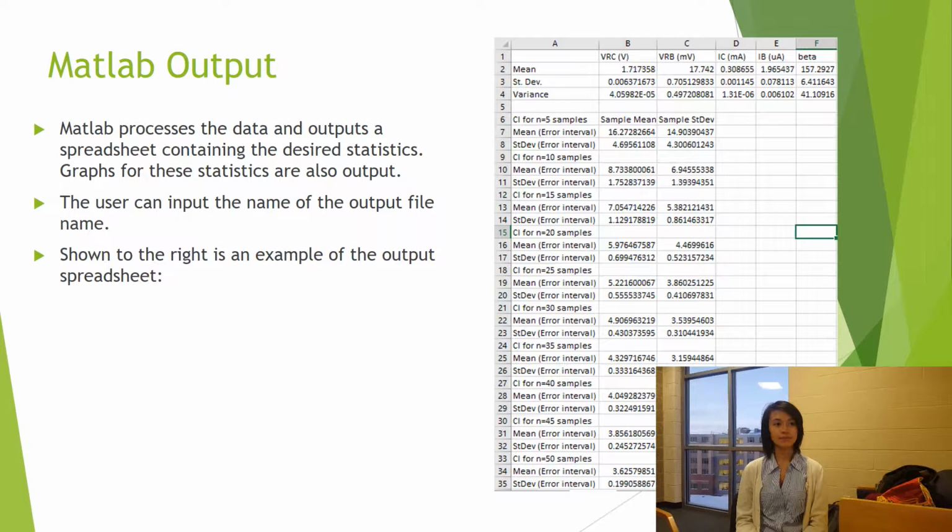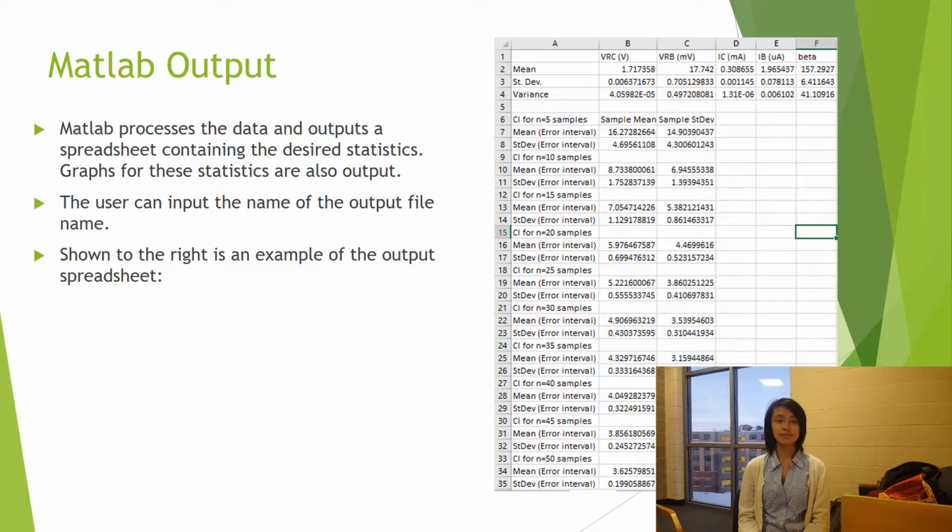Our MATLAB script then processes the data and outputs a spreadsheet containing the desired statistics. Graphs for these statistics are also created. The user can input the name of the desired output file. Shown to the right is an example of the output spreadsheet. One can see here that this contains data on population mean, standard deviation, and variance, as well as the error intervals for mean and standard deviation for various sample sizes.